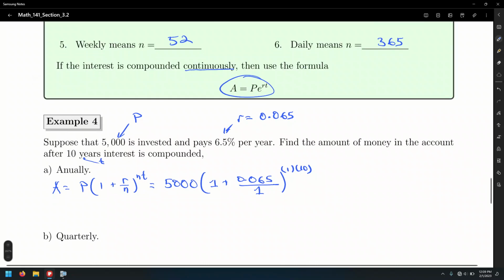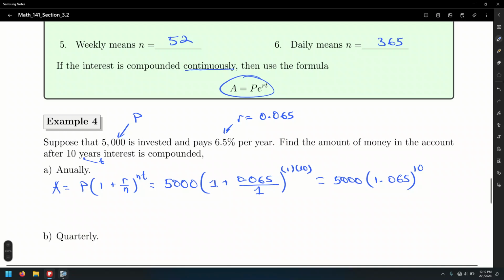All right, so 0.065 divided by 1 is still 0.065. And on top of that, add 1, that's 5,000 times 1.065, and raise that to the power 1 times 10, which is simply 10. And only then go to the graphing calculator. That way it's a lot easier to input fewer numbers, fewer symbols, and have less room for silly mistakes due to syntax. So that's what I'm going to do here.